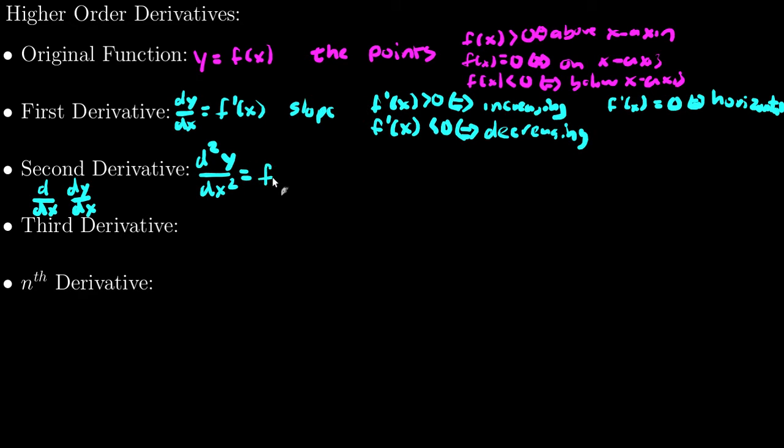And I can have that as f double prime of x. Now this deals with something called concavity. So before we go any further, let's stop, flip to a different slide, and talk about concavity. Concavity is a way to describe how a function is curved.